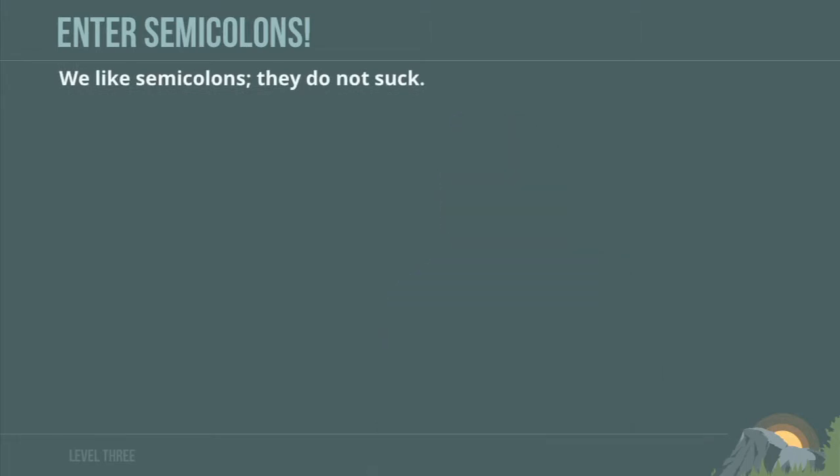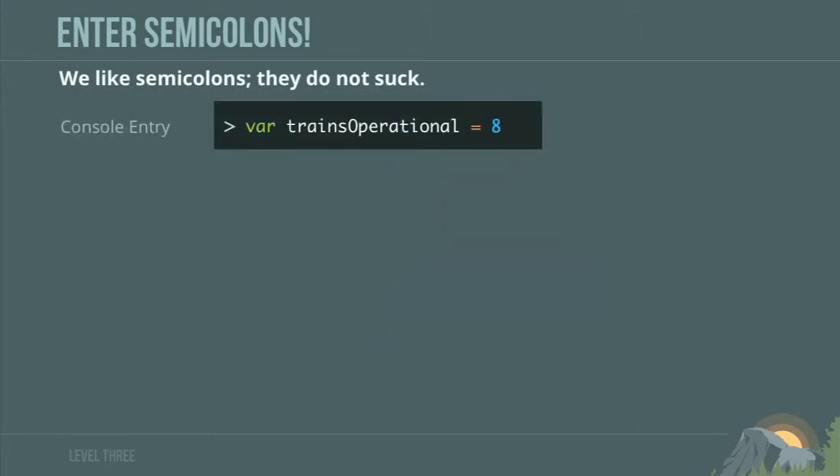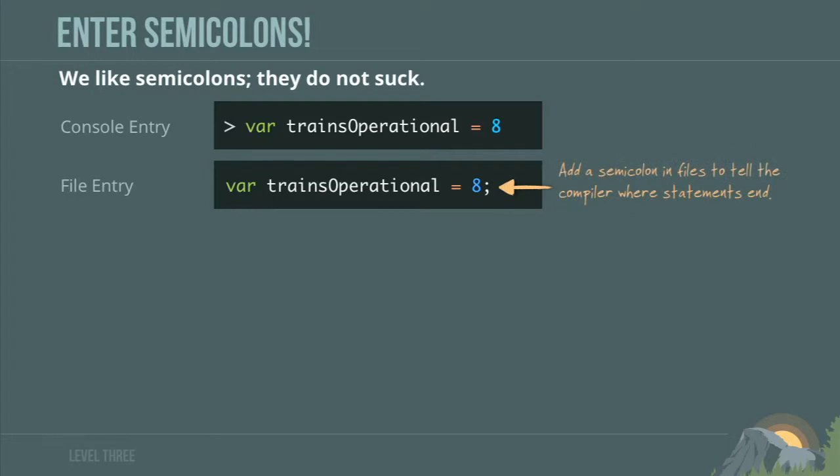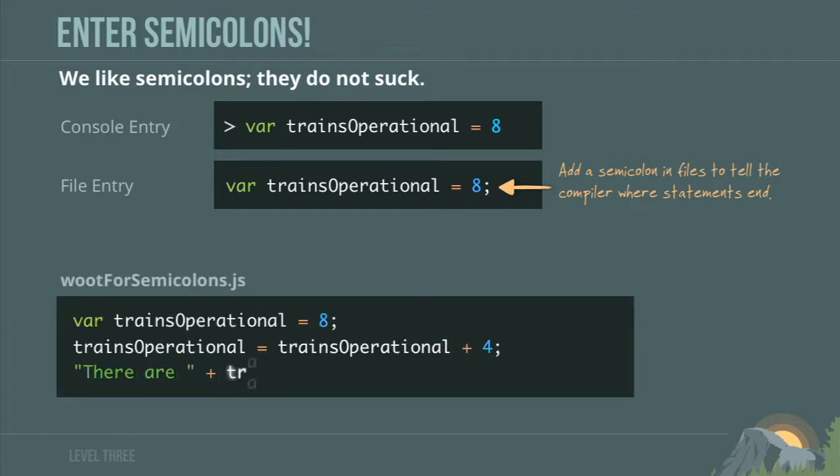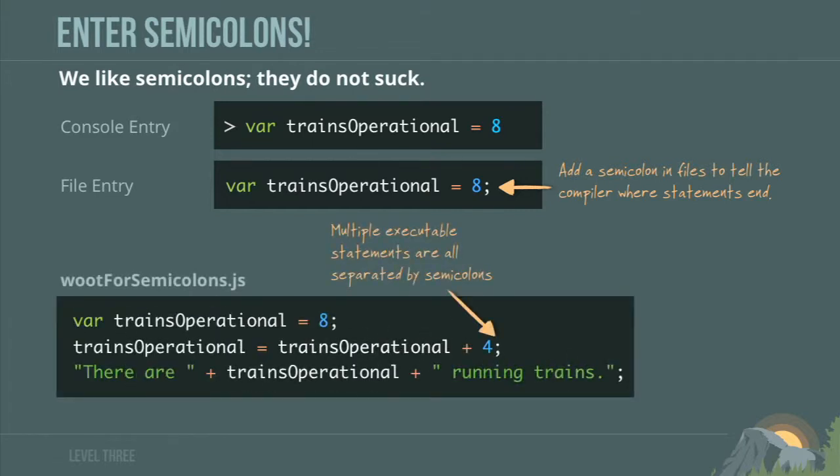We like it. So here we have what a normal console entry would be for our trains operational variable, and the only thing we would need to do to tell the compiler in a file that we are done making that statement is to throw a semicolon right on the end of that statement. It says, hey, we're done with this particular expression, go ahead and do that before even looking at the next one. So now, if we had a woot for semicolons file and we put all of our statements in there, each of them separated by a semicolon, we would get a fantastic blank.